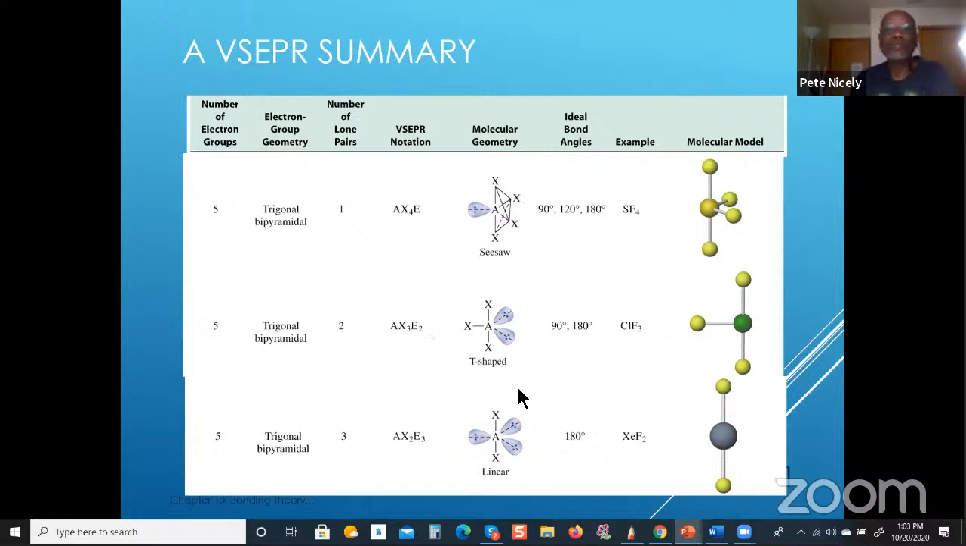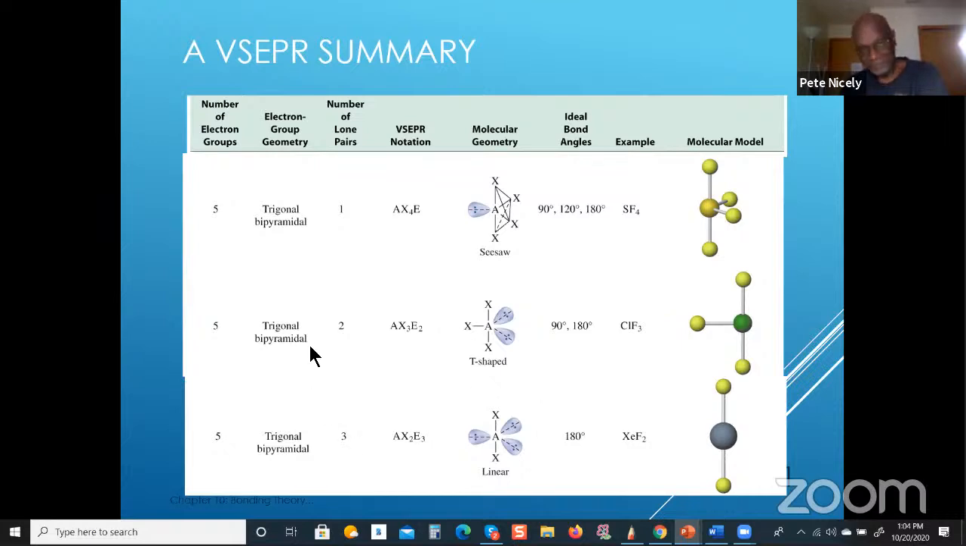In this case, there are only 2 bond angles that you'll be concerned with. You can have a 90-degree bond angle, for example, from here to here, or here to here, or a 180-degree bond angle from here to here. An example of this molecule would be chlorine trifluoride, and this here is the molecular model representation for that molecule.